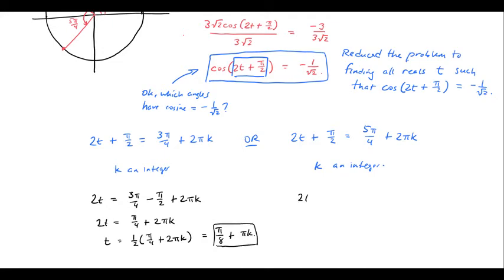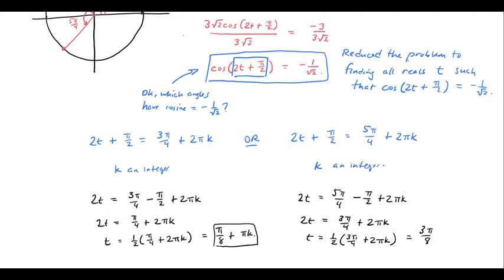The other possibility is that 2t is equal to 5 pi over 4 minus pi over 2 plus 2 pi k. So again, I'm taking this equation here and subtracting pi over 2 from both sides. All right, so that means 2t could be equal to, let's see, what is 5/4 minus 1/2? That I think is 3/4, so 3 pi over 4 plus 2 pi k. And then multiplying by 1/2, I get t equals 1/2 of all of that, which comes out to 3 pi over 8 plus pi k. All right, so that's my other possibility here.